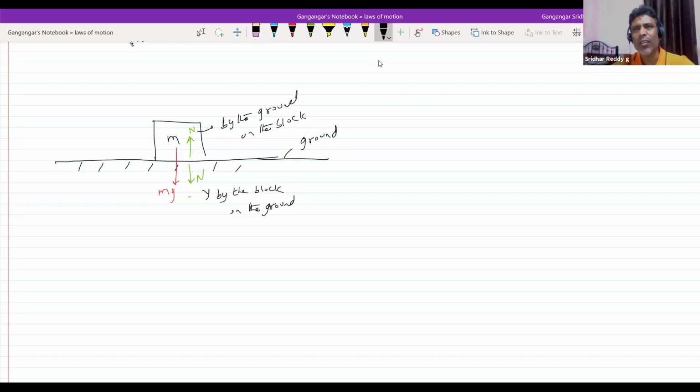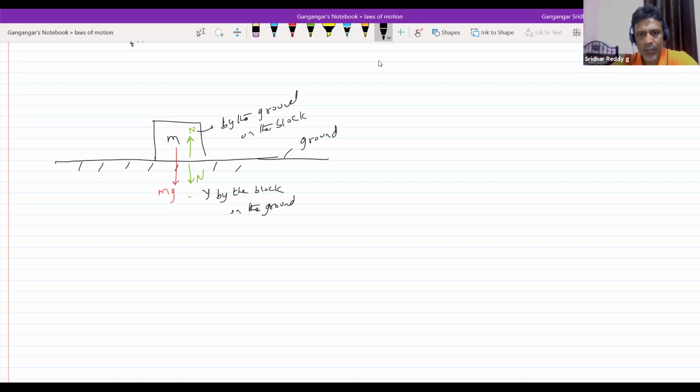So this is due to what? The interaction of molecules which are present nearby the contact surfaces. They'll exert force on each other. That is nothing but the normal contact force. That's what we call it as electromagnetic in nature. The normal contact is due to two surfaces when they come in contact.